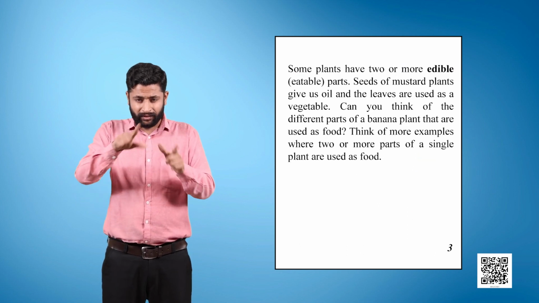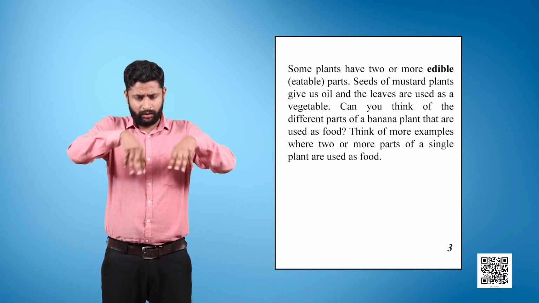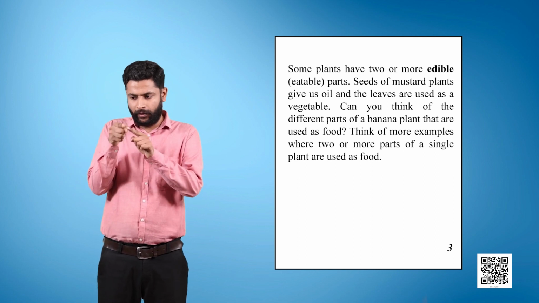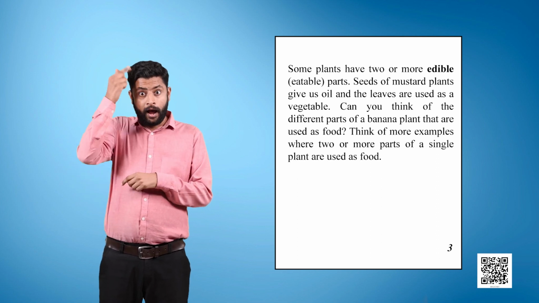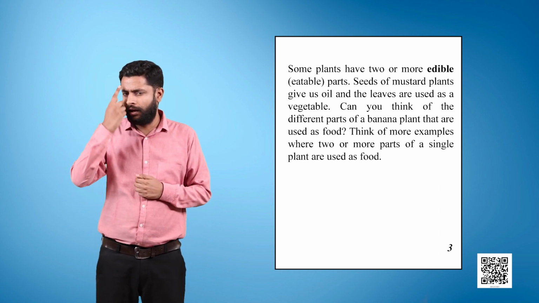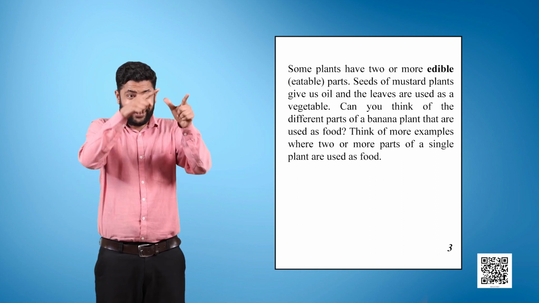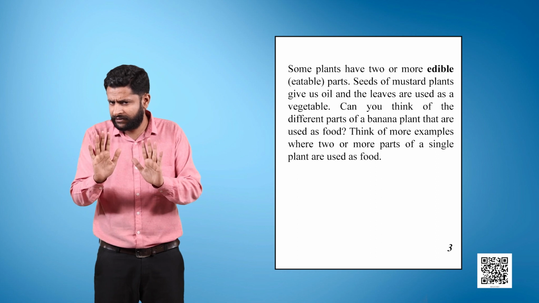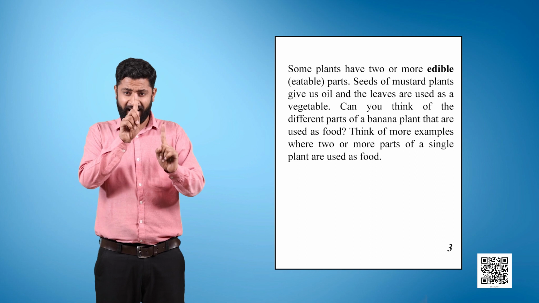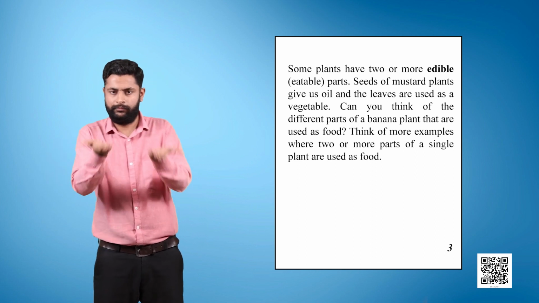Some plants have 2 or more edible or eatable parts. Seeds of mustard plants give us oil and the leaves are used as a vegetable. Can you think of the different parts of a banana plant that are used as food? Think of more examples where 2 or more parts of a single plant are used as food.